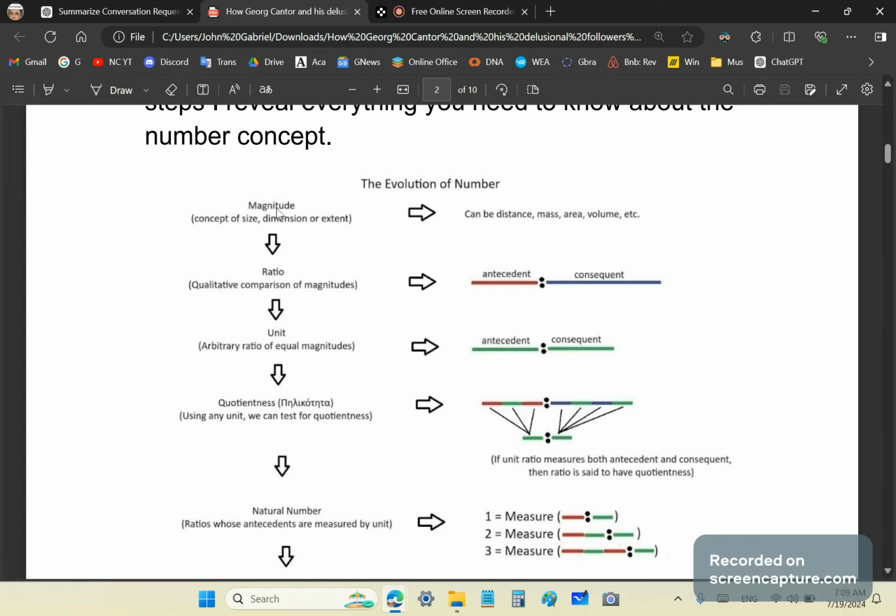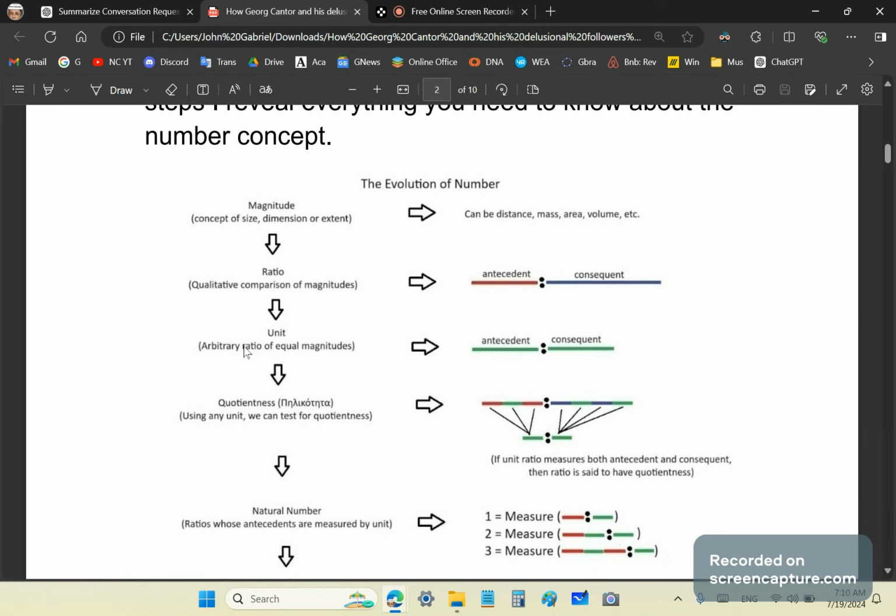So magnitude is just a concept, people. It's just a concept. It can be anything. It can be the concept of how far, how heavy, how light, how big, small, etc. It's not a number, okay? And don't confuse it with things like taking the magnitude of a vector. That's not the same thing at all, okay? So magnitude comes from a Greek word, which is megethos, and it just simply means size. It doesn't mean number, okay? Size, dimension, or extent.